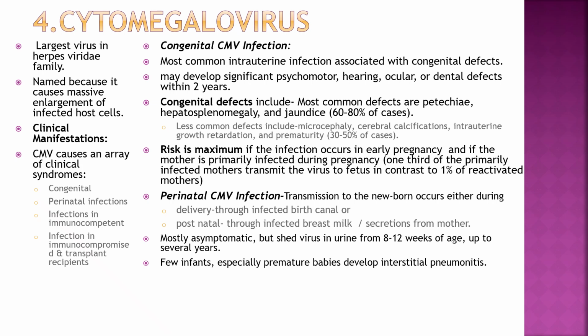Perinatal CMV infection: transmission to the newborn occurs either during delivery through the infected birth canal or postnatally through infected breast milk or secretion from the mother. Mostly asymptomatic, but infants shed virus in urine from 8 to 12 weeks of age up to several years. Few infants, especially premature babies, develop interstitial pneumonitis.